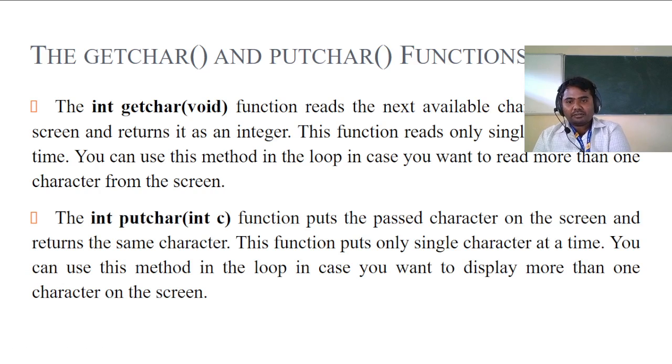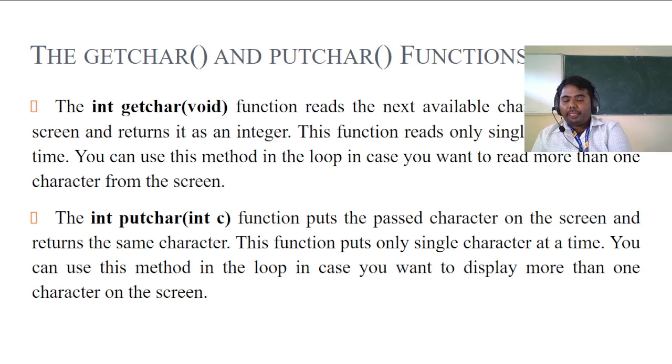For now, just understand that for every character there's an equivalent integer value. That value is called the ASCII value. Whenever I call the getChar function, it is used to read a value from the user and store it inside a variable. Before storing it, the value will be converted into an integer.